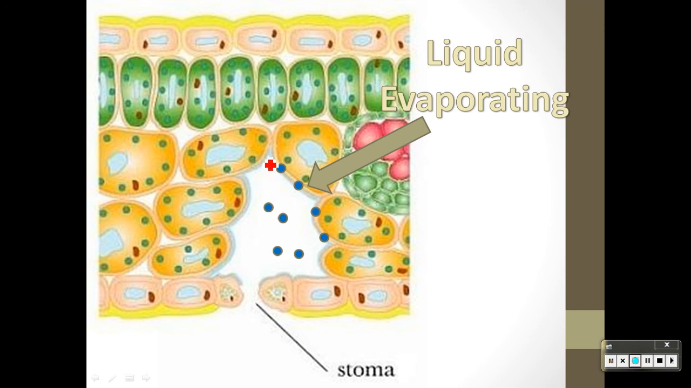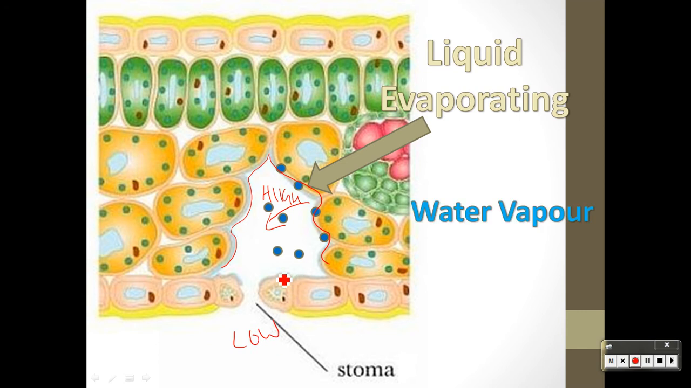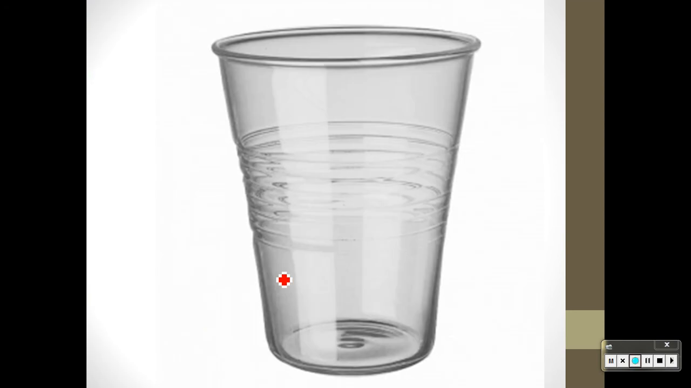Our spongy mesophyll has a lot of water molecules on the surface of all their cells. Alright, very wet. So what they do is they evaporate into the airspace. Now inside this airspace there is a high concentration of water molecules, as we can see there's 4, and outside there's a low concentration, which means the water vapor, or the gaseous water, is going to diffuse out. Yes, it will diffuse out. Basic diffusion.